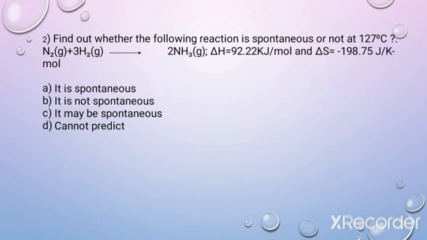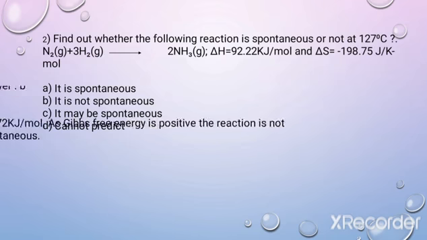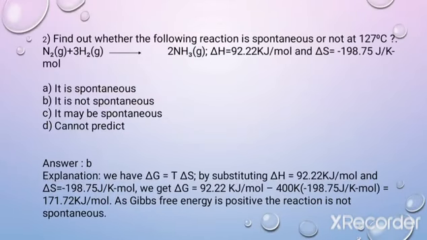Second question, find out whether the reaction is spontaneous or not at 127 degrees Celsius. So we are given the reaction and the value of delta H and delta S is also given to us. That is, the value of delta H is 92.22 kilojoules per mole and the value of delta S is minus 198.75 joules per Kelvin per mole. So we have to check whether the reaction is spontaneous or not. Let's see the answer. So the answer is B, that is, the reaction is not spontaneous.